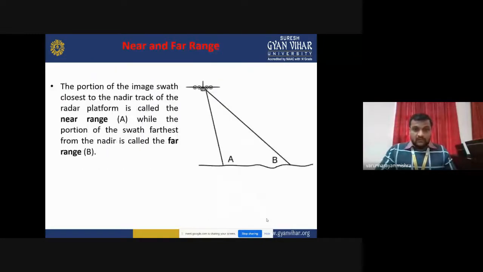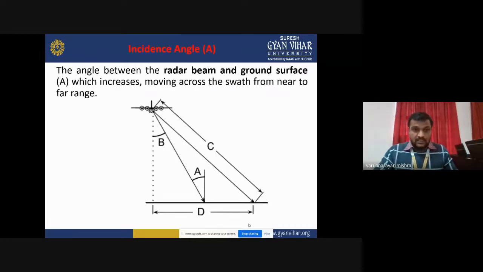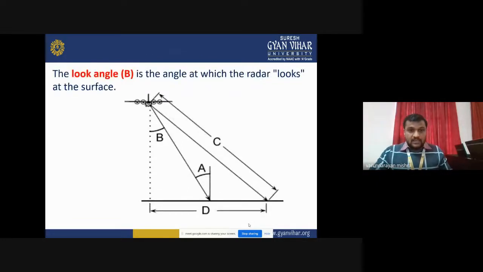Near and far range: the portion of the image swath closest to the nadir track. If the position is near to the nadir, that is known as near range, and if the position is far from the nadir, that is known as far range. Incidence angle, this A is the incidence angle, which is the angle between the radar beam and the perpendicular line to the ground surface, which increases as we move across the swath from near to far range. Look angle is the angle through which the radar looks at the surface.